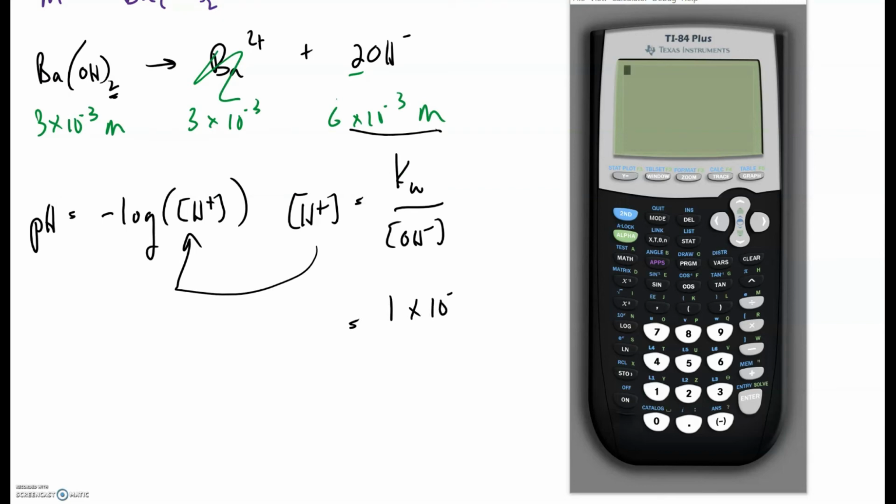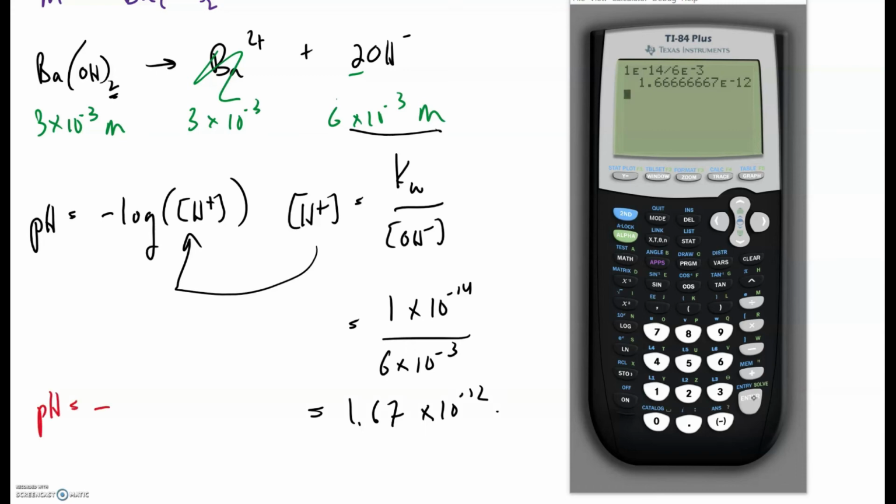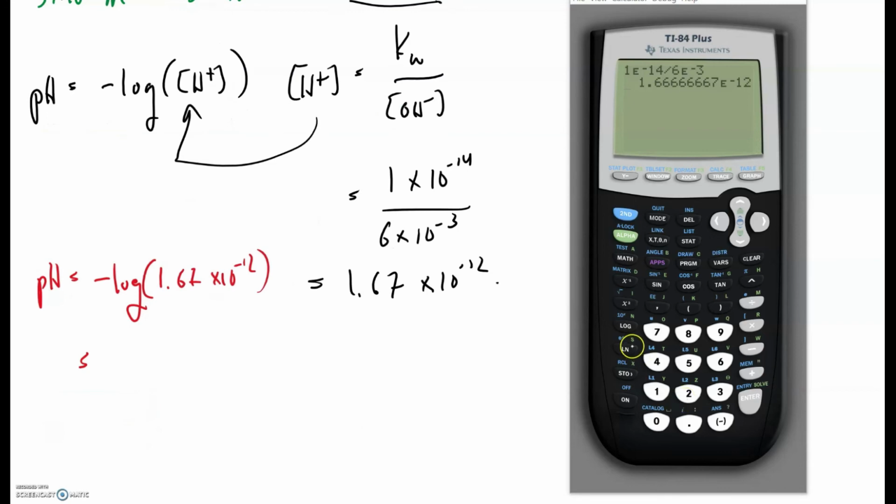So, Kw is 1 times 10 to the negative 14th. We're going to divide that by 6 times 10 to the negative 3rd. Good thing we have a calculator right here, handy. So we'll say 1 times 10 to the negative 14, excuse me. We're going to divide that by 6 times 10 to the negative 3rd. This is going to tell us our H+. We get 1.67 times 10 to the negative 12, and we're going to plug that right into our equation for pH. So negative log, in this case, 1.67 times 10 to the negative 12. I'm going to be slick and just use the answer function. We get a pH of 11.78. Makes sense, it's a base, it should be greater than 7.